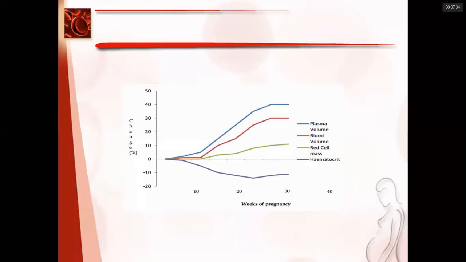You can see in this slide as well that the highest rise is in the plasma volume, and red cell mass does increase, but not to the extent of the increase in plasma volume. If these were to rise simultaneously, there would have been no change in hemoglobin. But since the rise in plasma volume is disproportionately higher than the rise in the red cell mass, we expect the drop in the hematocrit beginning at the end of the first trimester or the beginning of the second trimester.